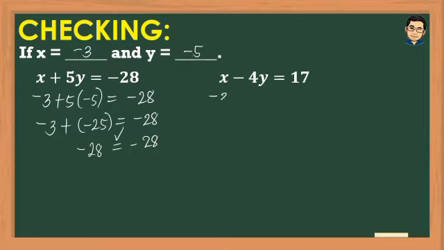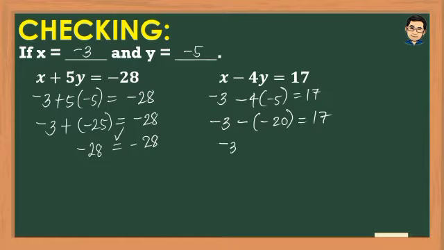So, x, -3, minus 4 times y, which is -5, equals 17. So, -3 minus, so 4 times -5, that is -20, equals 17. Next, -3 minus -20, so we change the sign of the subtrahend, so -20 will become positive, and then minus will become plus. So, -3 plus 20 equals 17. Now, -3 plus 20, that is positive 17. It's because we follow the sign of the bigger value, and then we subtract. So, 17 is equal to 17.